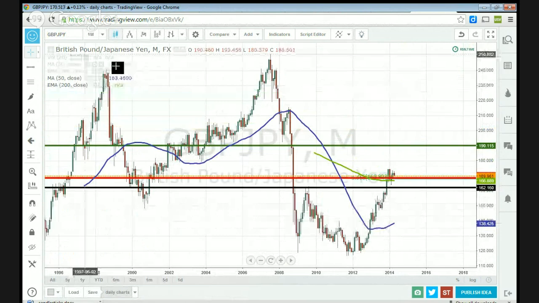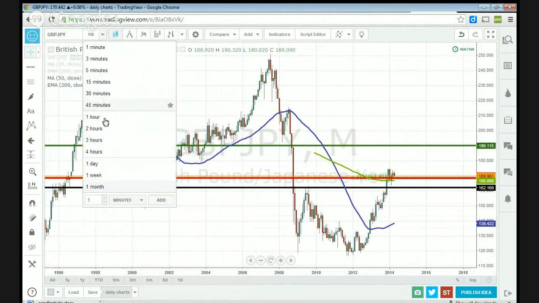Same situation here. Let's look more at the monthly chart. You can see, this one is another 2,000 pips I'm looking for. Pound yen and dollar yen looking for 2,000 pip gains.